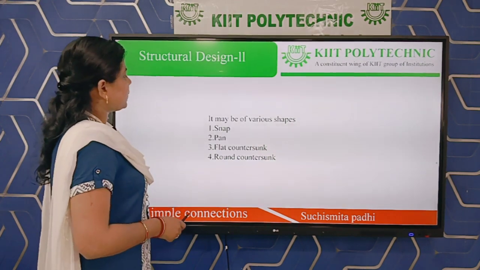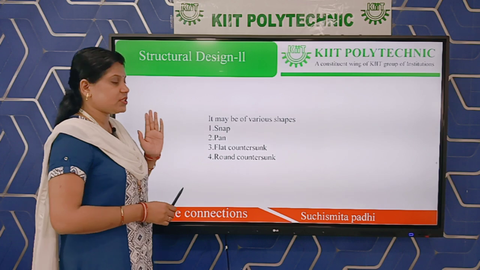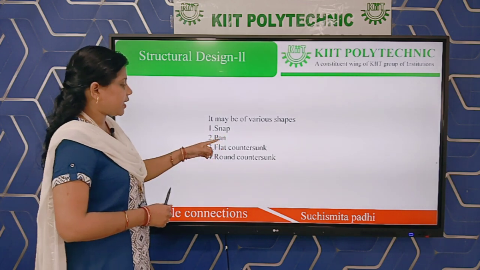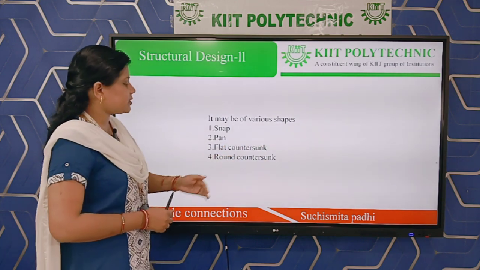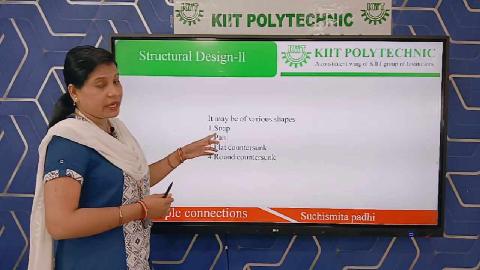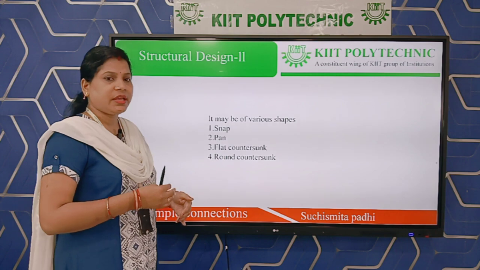So the next division is based on the shape of the head. There are four types of rivets according to the shape of the head. First one is snap head rivet, another one is pan head rivet, third one is flat countersunk rivet, and fourth one is round countersunk rivet. So first, snap head rivet. This division is only based on the shape of the head of the rivet.